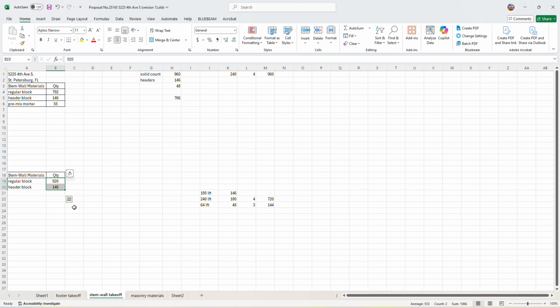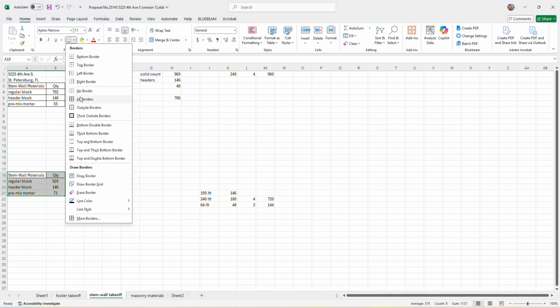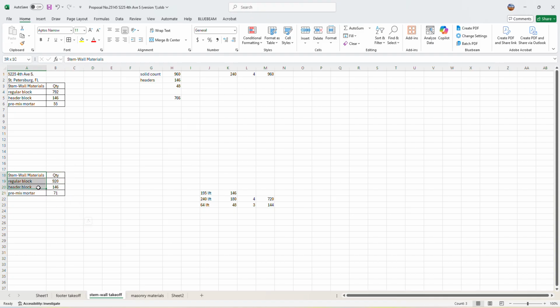So we have 1066 divided by 15. We need 71 bags of mortar, a premix. 71 bags. So this is what we need to do this. So let me see how far off I was.